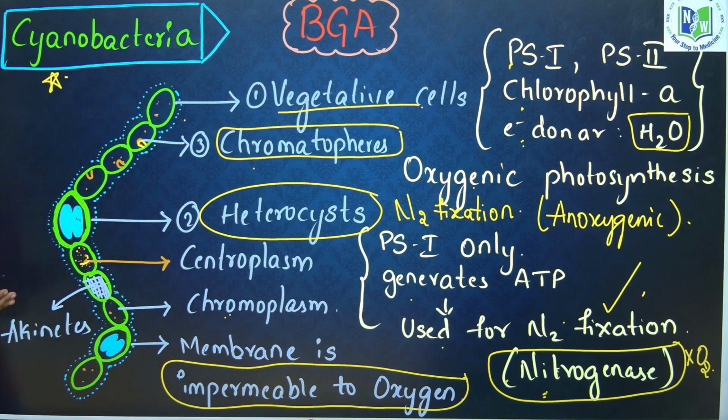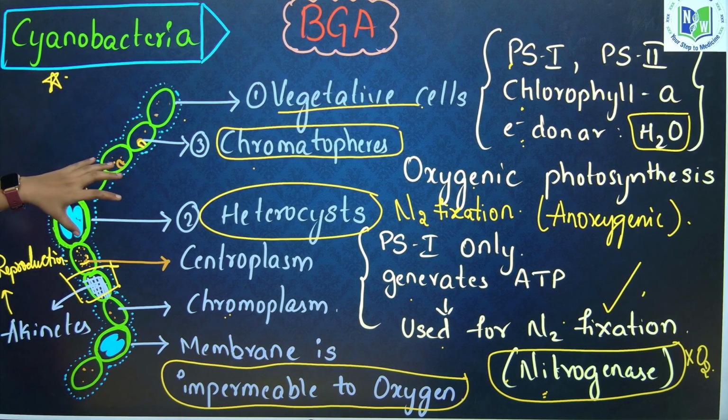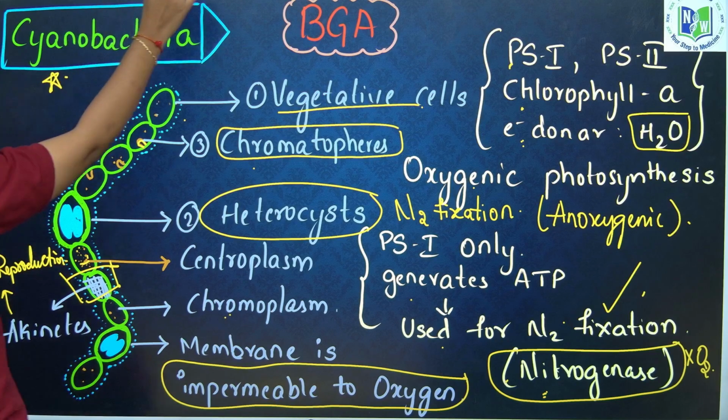Apart from these two, vegetative cell and heterocyst, you also have akinates. What are these akinates? These are the dead cells which are hard, tough and dead. They are helpful for reproduction. Okay, so this is the filamentous structure of cyanobacteria explained very keenly. Take a screenshot of this if possible. This is very important. Next.